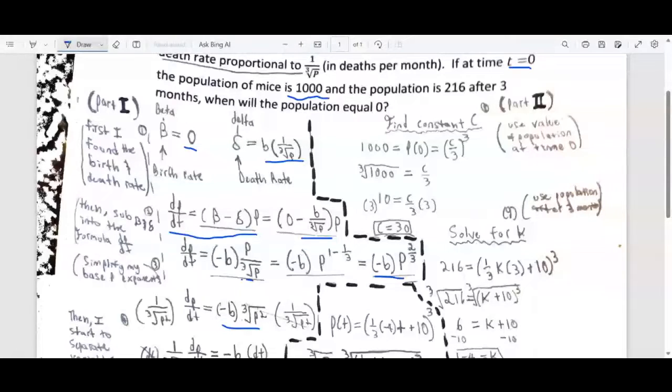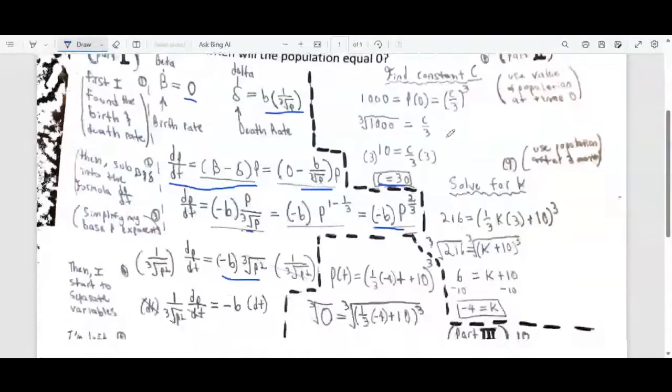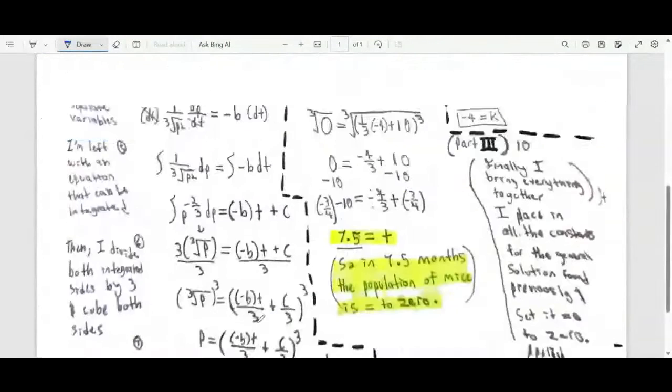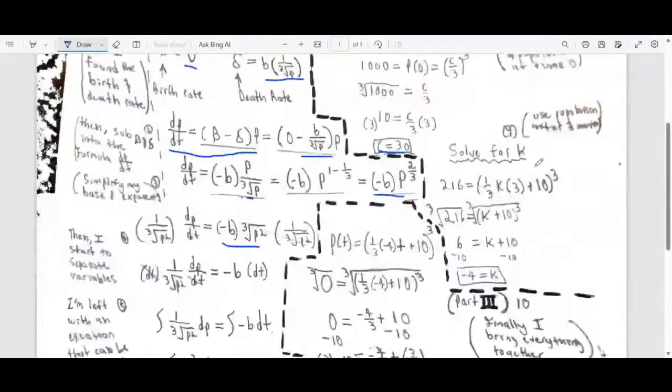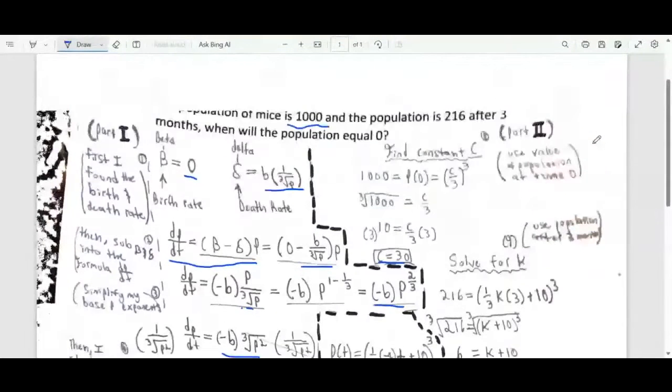I cube root each side, and then I'm left with 1,000. I'm left with 10 is equal to C over 3. Multiply each side by 3, and then I get C is equal to 30. So I found one constant for my general solution. Now find the other constant, which is K. In doing that, we use the population after 3 months.